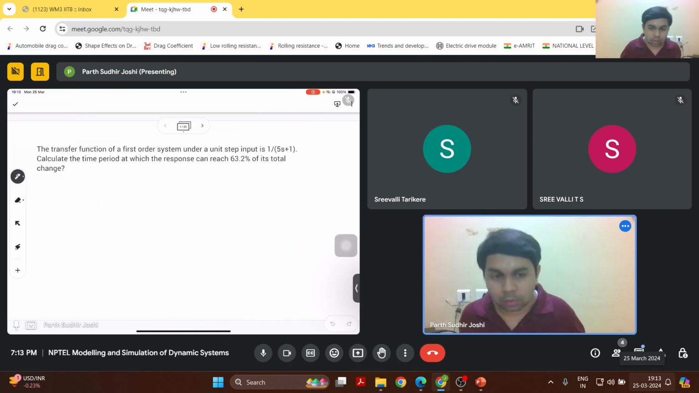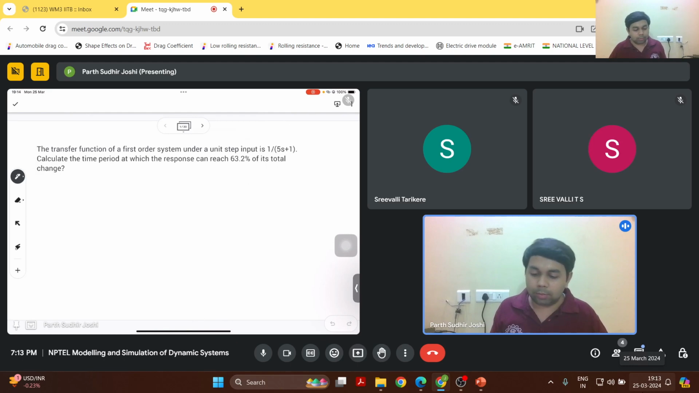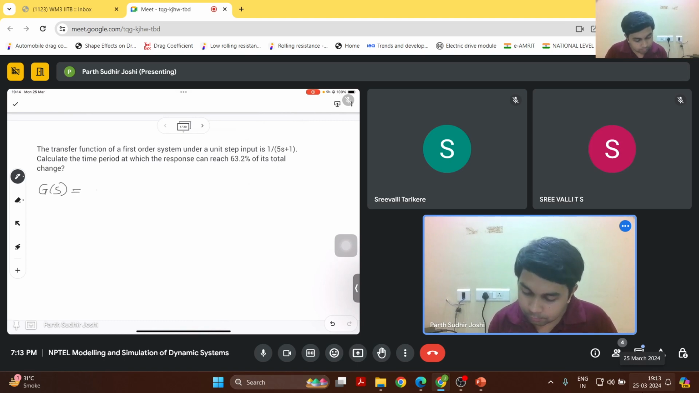Yeah. So let us start with our first problem. The transfer function for a first order system under a unit step input is given. So that is our transfer function. We have to calculate the time period at which the response can reach 63.2% of its total change.